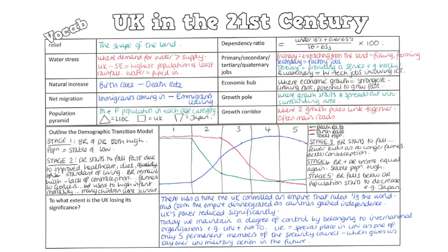We have a special place in the United Nations as one of only 5 permanent members of the Security Council, which gives us a say over United Nations military action in the future. We also have the head of the Commonwealth. All countries in the Commonwealth are equal, however, the Queen is the head of the Commonwealth. And you can also talk about the importance of the UK film industry, for example, on a global scale.